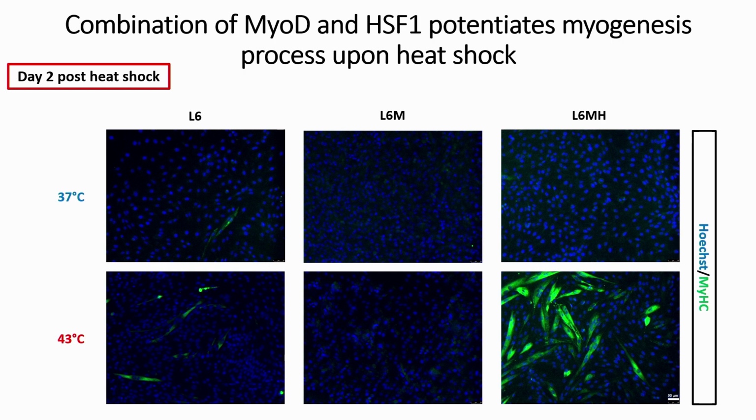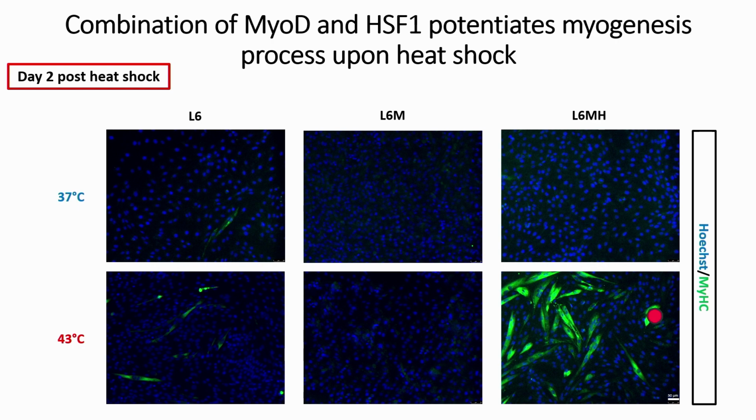We performed an immunofluorescence for myosin heavy chain, and we used L6 cells as control, where we saw that after 2 days of differentiation, we have a very small number of myofibers. For the experimental condition at 37 degrees, we saw no differentiation at all, while upon heat shock, the Isccmh cell line shows an increase in the immunoreactivity for myosin heavy chain, suggesting that we do have the formation of myotubes.